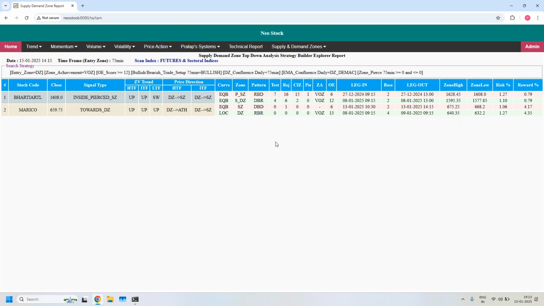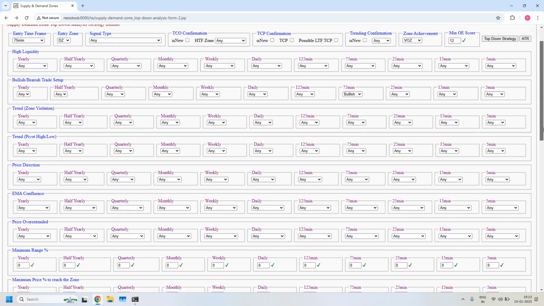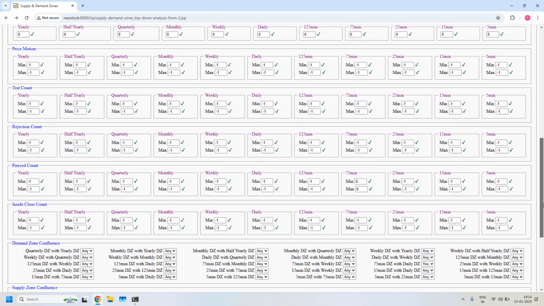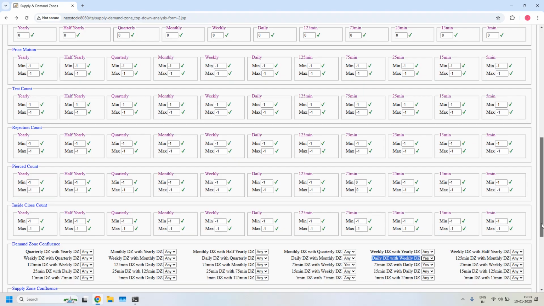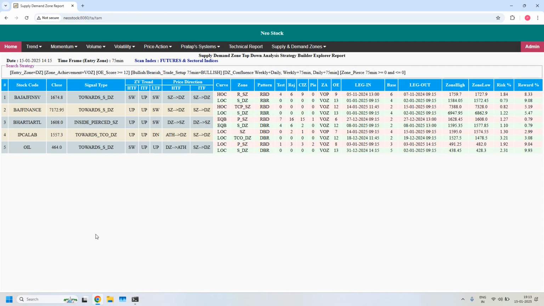Next, LTF, ITF, HTF demand zone confluence we will set. Now removing the EMA filter. In the demand zone confluence, we should set 3 filters. First filter is 75 with daily zone confluence, already enabled, 75 with weekly demand zone confluence, daily with weekly demand zone confluence. With all the 3 filters, LTF, ITF, HTF demand zone confluence, we got 5 stocks.